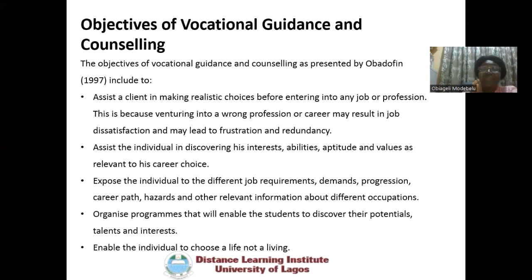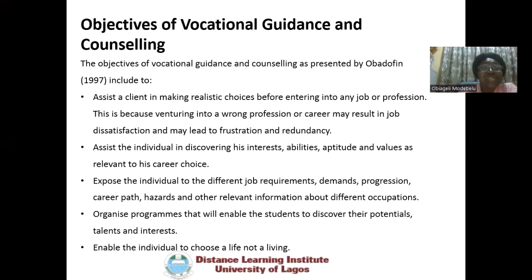Because as I said before, if you venture into any wrong profession or career, the person will become dissatisfied. There will be no satisfaction. And when there is no satisfaction, frustration will creep in, and there'll be redundancy, because it's like you're doing something that you don't derive joy and happiness in doing. And because of that, you don't even feel like doing it. So you just be marking time, and redundancy will set in.